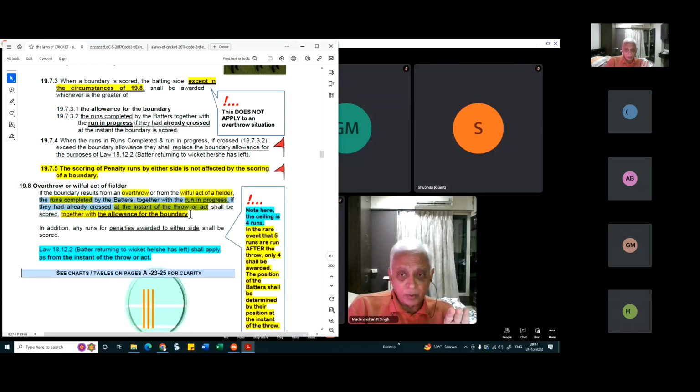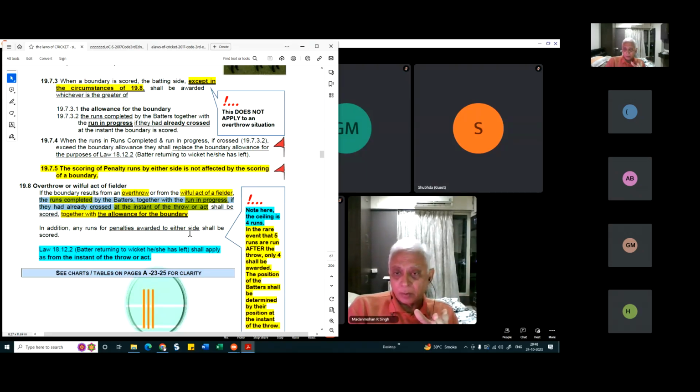A lot of people don't appreciate this. Don't see that it is there. That is why I emphasize that in the case of an overthrow, what runs are to be allowed is very clearly given. Run in progress at the instant of throw or act. Whatever are the runs at the instant of the throw or act, plus the boundary allowance.